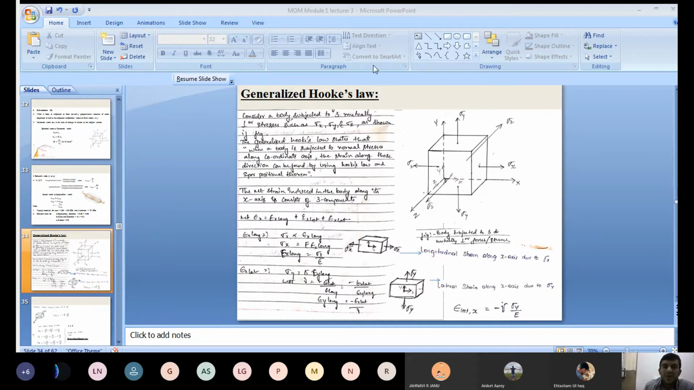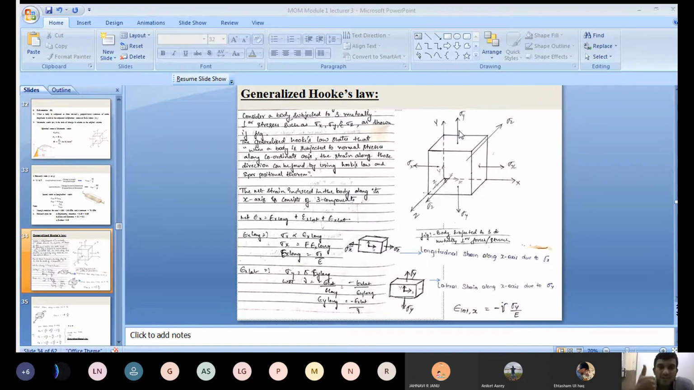Okay. Now what happens when a body is subjected to three mutually perpendicular stresses of different magnitude, such as sigma x, sigma y, and sigma z? What happens? The body undergoes a change in dimension. Once there is a change in dimension, then I want to determine what is the strain induced in that body along the x-axis, y-axis, and z-axis. Then how do we determine the strain induced in the body?